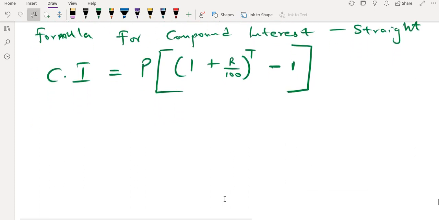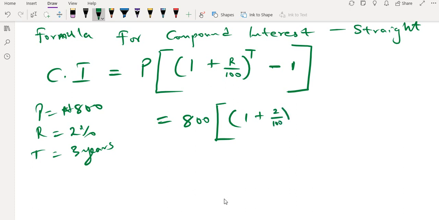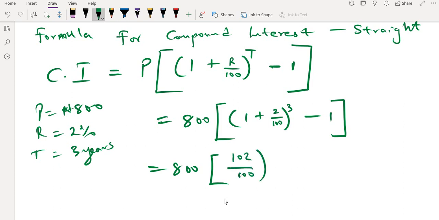So let us apply. In this case, what's the principal, please? 800 naira, right? Yes, sir. What's the rate? What's the time? 3 years. So compound interest becomes principal, 800 naira, times 1 plus 2 over 100, close bracket, to the power 3. That's 1 is 100 over 100 plus 2 over 100, all raised to power 3, minus 1.